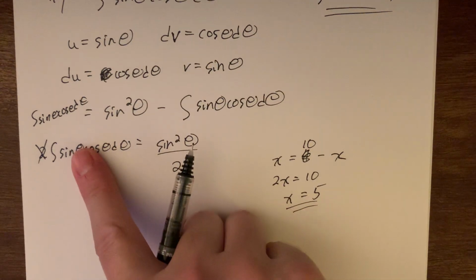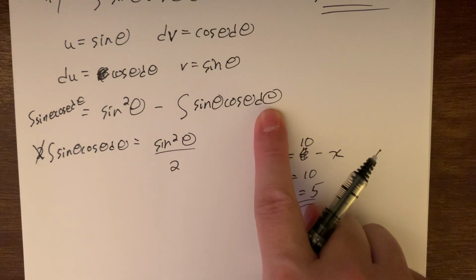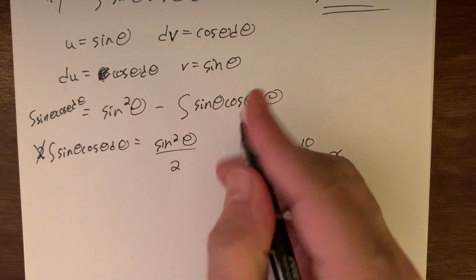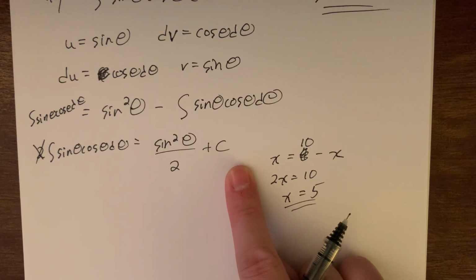The only catch with this is that now we didn't finish by solving this integral in a traditional way, but this is still the antiderivative here. So not to forget, you still need the plus c. So, like I said, there are other ways.